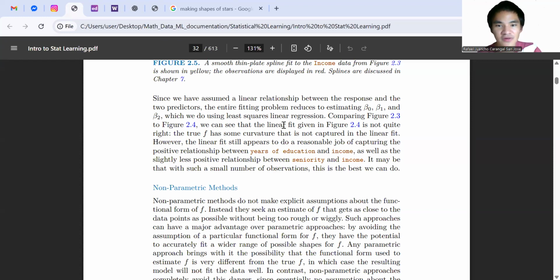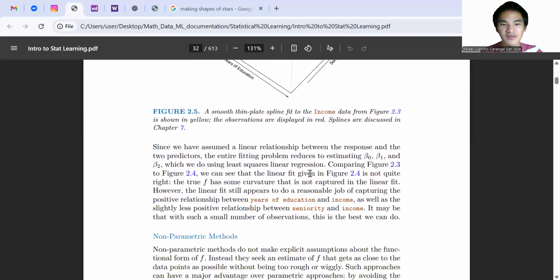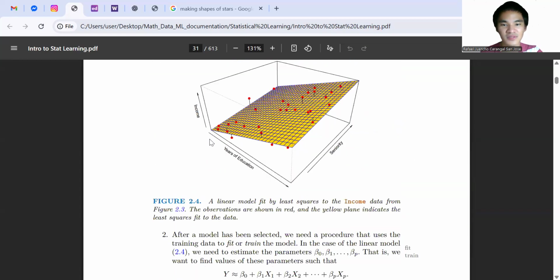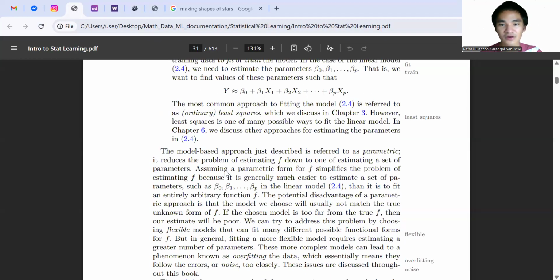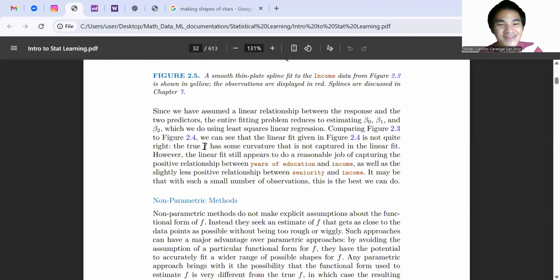Comparing figure 2.3 to 2.4, we can see that the linear fit given in figure 2.4, that previous one, is not quite right, according to the book. True f has some curvature that is not captured in the linear fit. So it wasn't captured there.